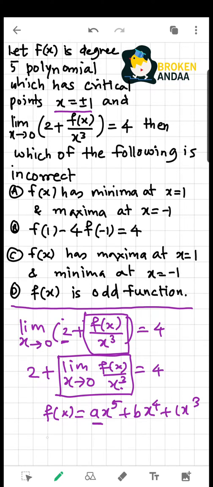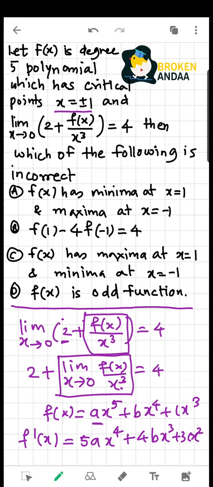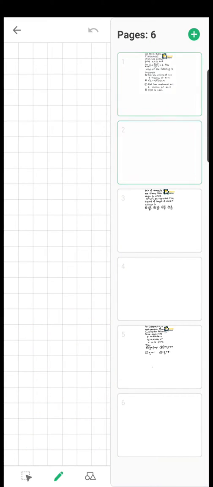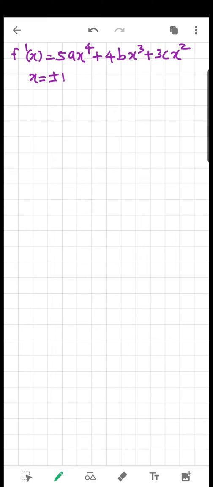Now what we will do is take f dash x. So what is f dash x? f dash x is 5a x to the power 4 plus 4b x cube plus 3c x square. Okay, so this is f dash x. I will go to the next page now. So we have f dash x equal to 5a x to the power 4 plus 4b x cube plus 3c x square. Now we know that x is equal to plus and minus 1 are critical points.